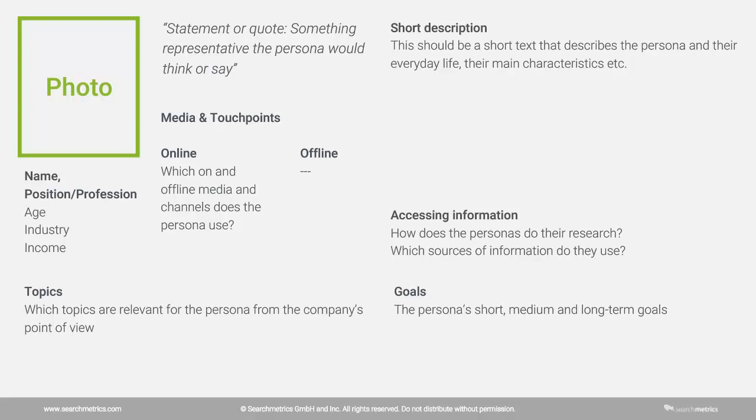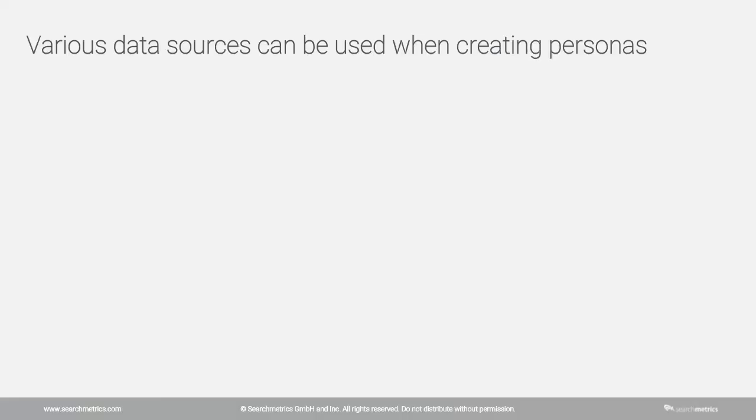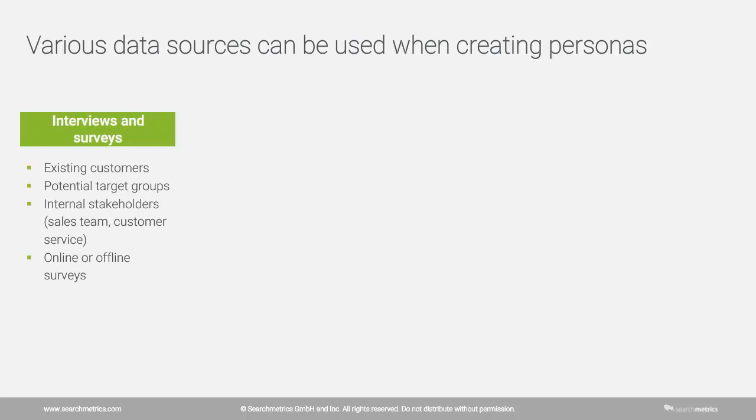So let's go to step 2, which is gather all the data and information. There are definitely a bunch of sources that you can use. We try to cluster it a little bit. The most important one: if you get the chance to talk to your customers or to some of your potential target audience, conduct a survey, do an interview, online, offline, it doesn't really matter. Those are, I would say, the information that is most relevant.